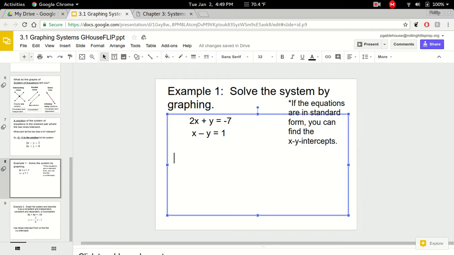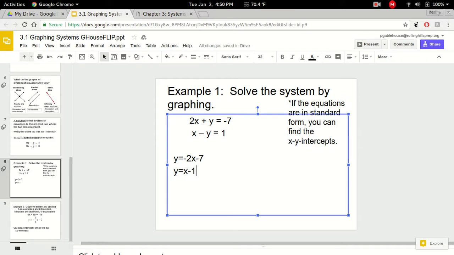All right, so you guys come back now, and the first one should come out to y is equal to negative 2x minus 7, and the second one should come up to, since we have a minus y here, y is equal to x minus 1. Okay, so those should be your two lines.